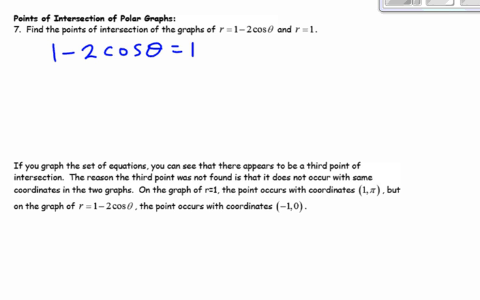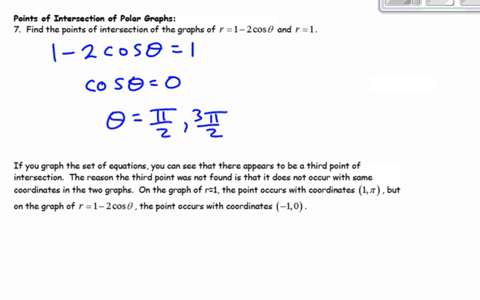When you subtract 1, you get 0. It doesn't matter that you have the negative 2, so you're just going to look for when cosine theta equals 0. Typically, unless otherwise stated, we're going to go from 0 to 2 pi. So cosine of theta equals 0 at pi over 2 and 3 pi over 2.